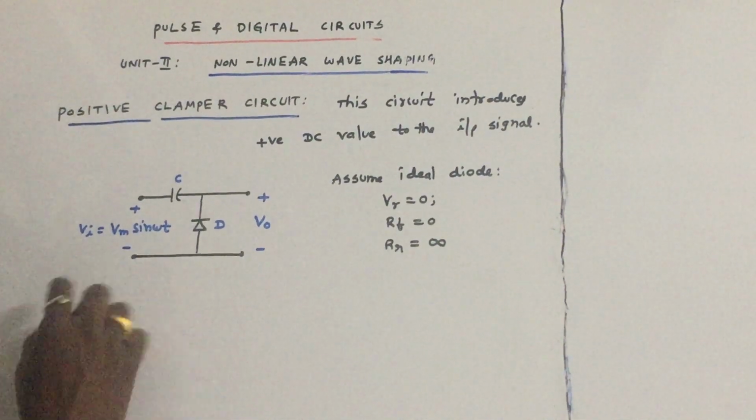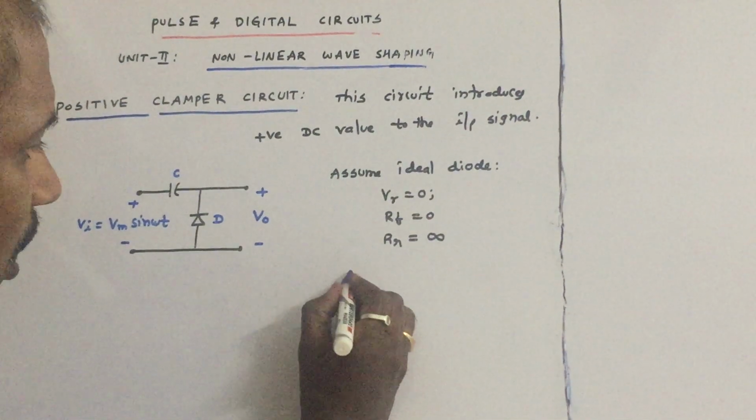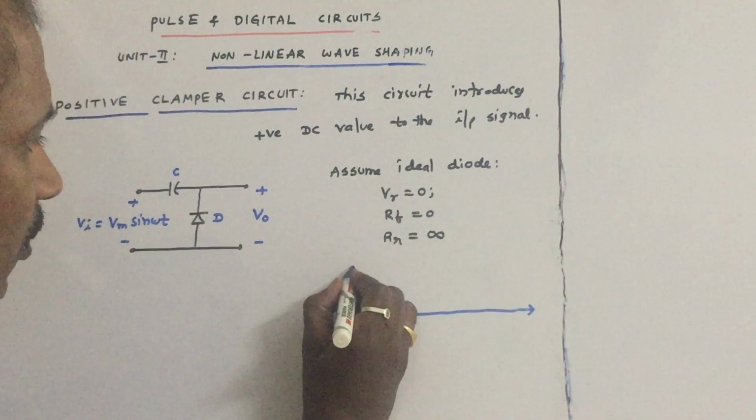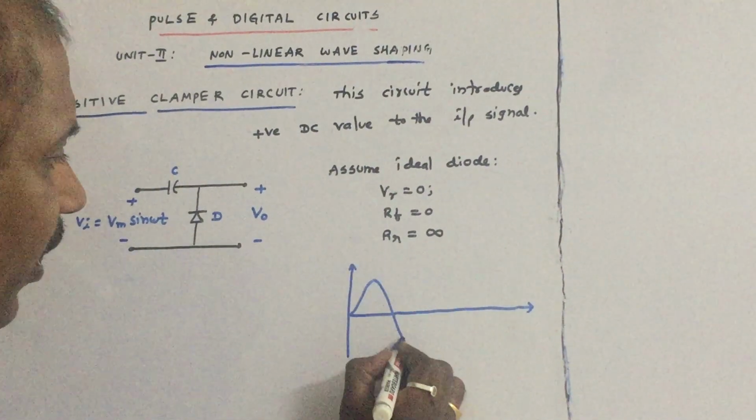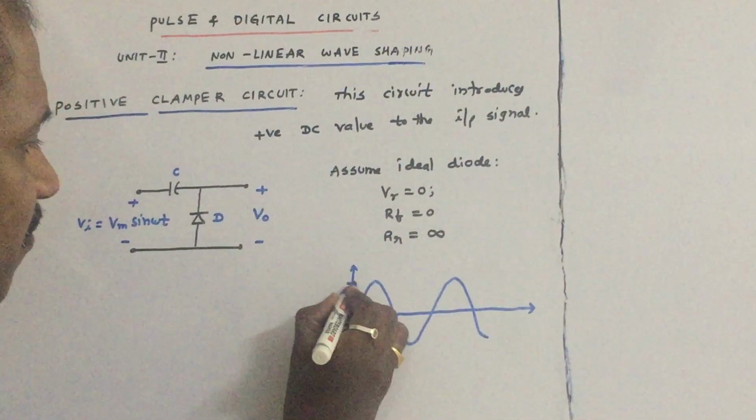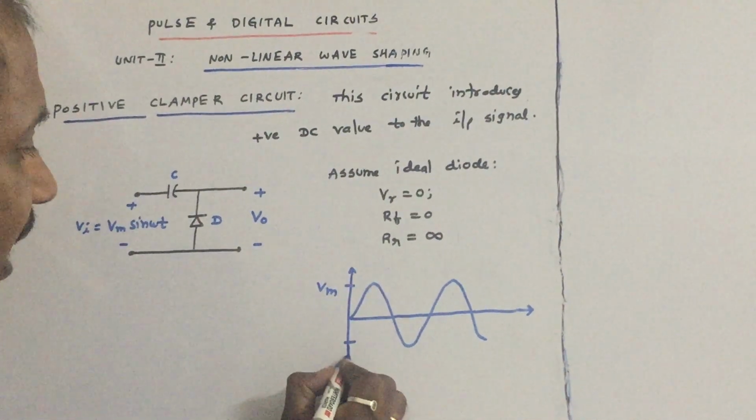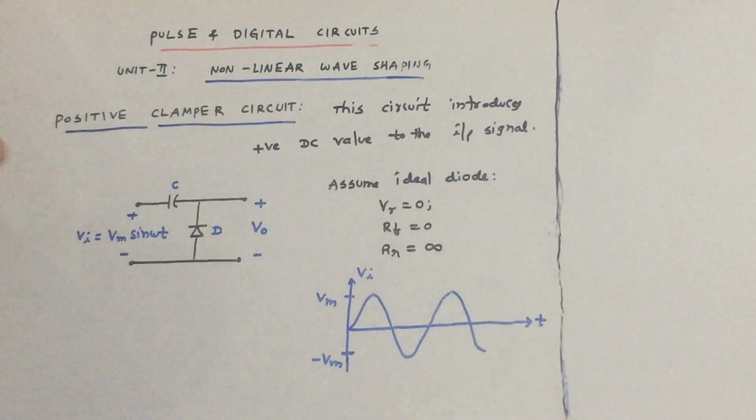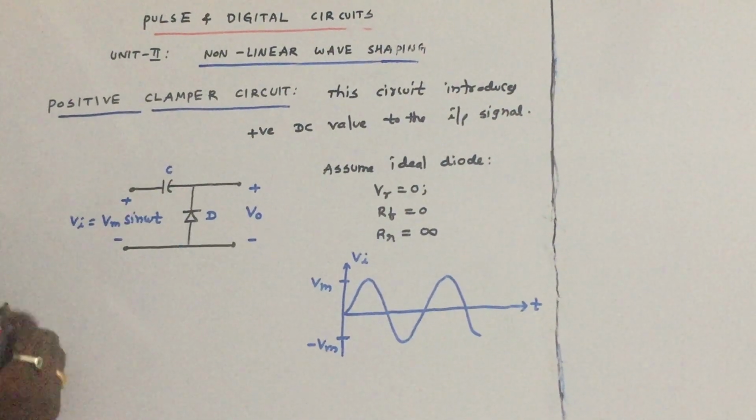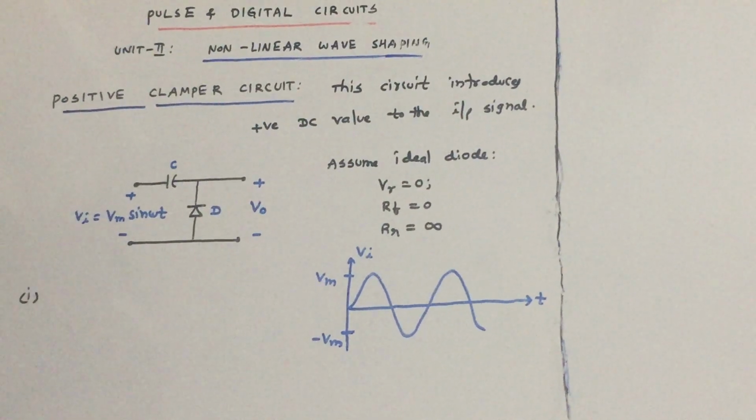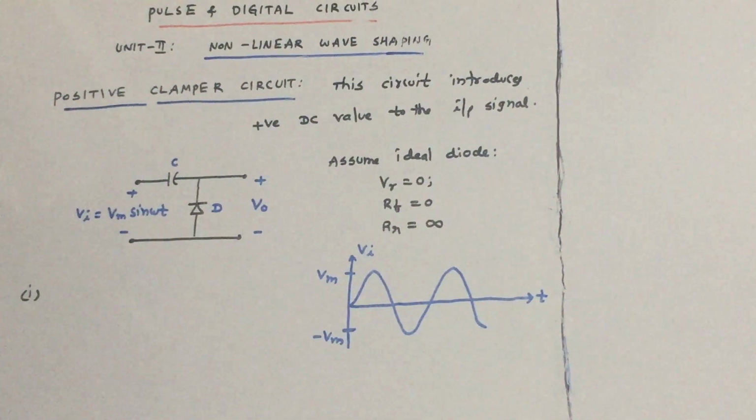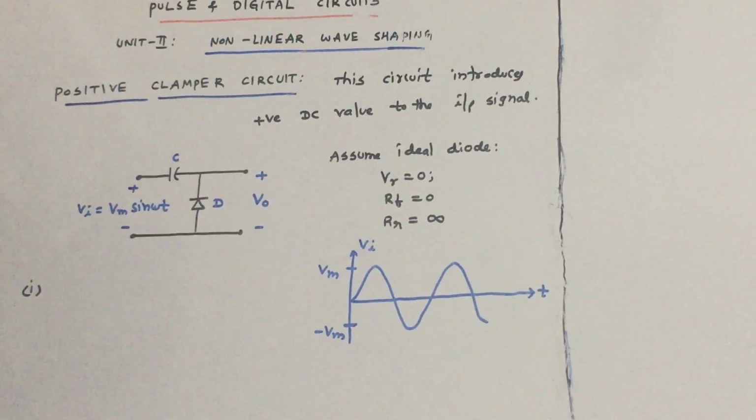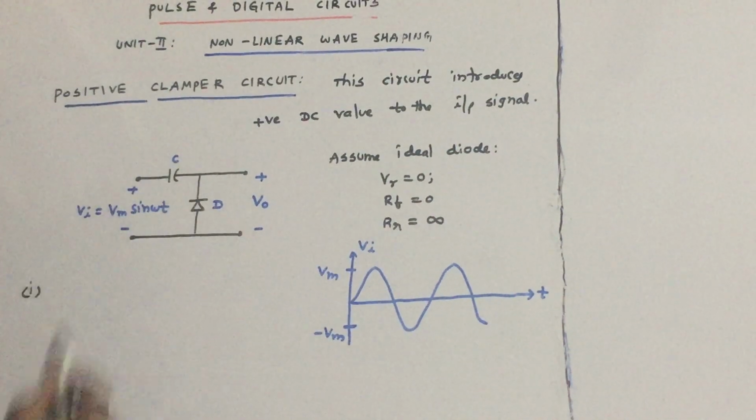First let us draw the input waveform so that you can easily understand what will happen in the circuit. So this is the input waveform I am drawing. This is plus Vm, this is minus Vm, its negative peak is minus Vm. This is the input voltage, and this is T. Let us see what will happen in the circuit. During the positive half cycle and during the negative half cycle, in which polarity the capacitor is going to charge is what is important in clamping circuits.